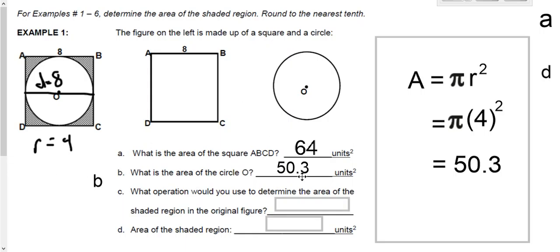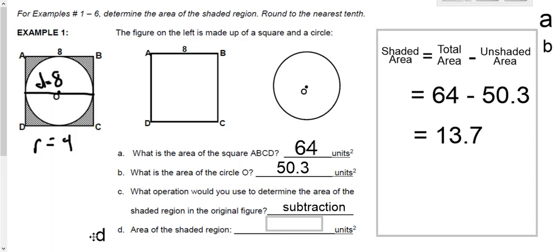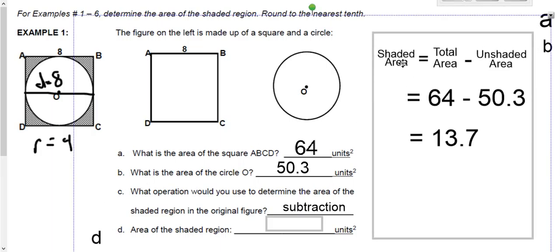So now we have this square, we have the circle. What do you think we're going to do next? We said, what operation would you use to determine the area of the shaded region in the original figure? Take the total area of the square and subtract the unshaded part, the circle. So we're going to do subtraction. So we'll show that just right here. Again, I want this in your head. The shaded area equals the total area, in this case a square, minus the unshaded area, in this case the circle. So we take 64 minus 50.3 and get 13.7 square units.